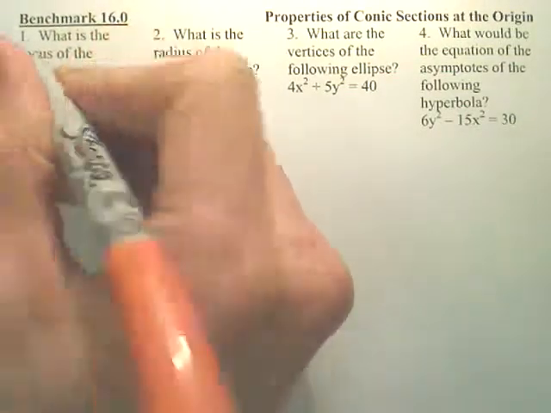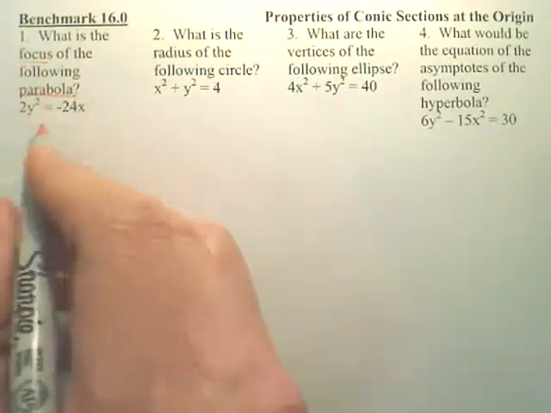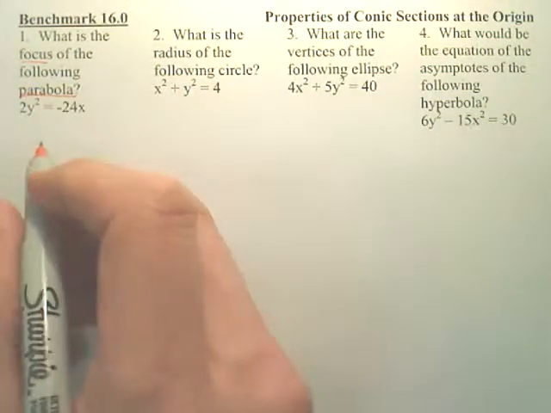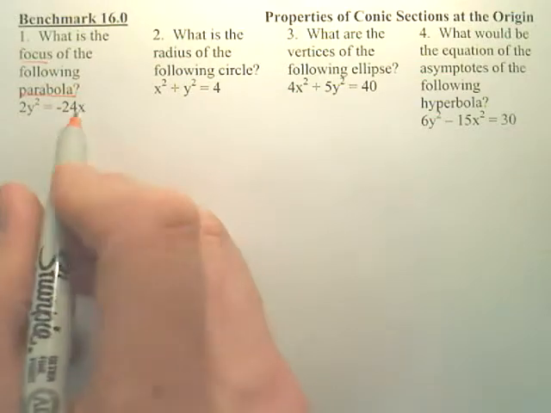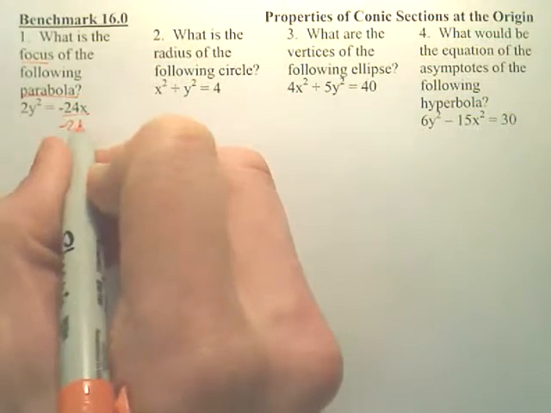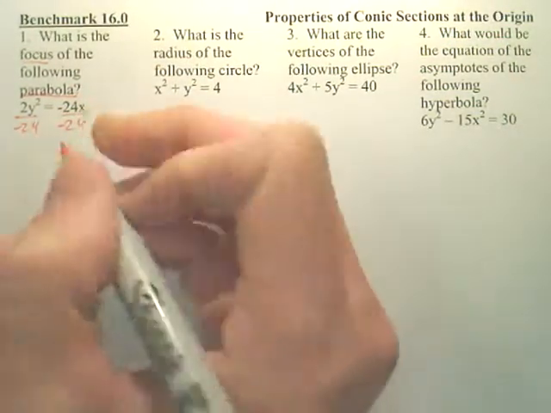What is the focus of the following parabola? Now we know this is a parabola because there's an x and a y squared, basically one piece squared. In order to find the focus, you first need to get the non-squared piece by itself. So I could get this x by itself, so I'm going to divide both sides by negative 24.